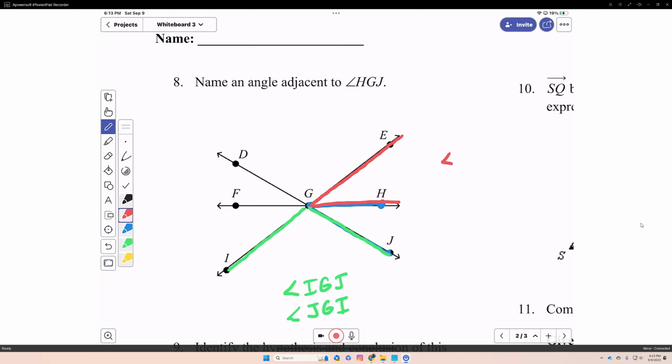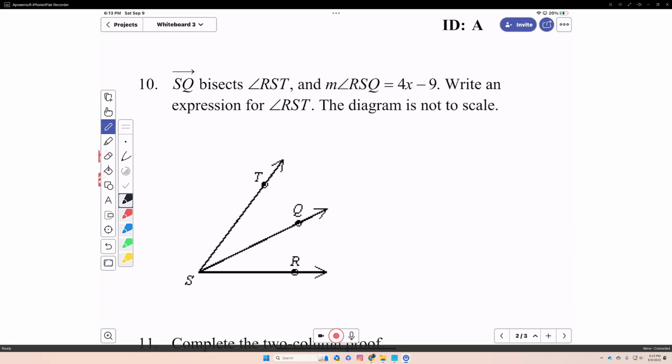So you have angle EGH. You can also name it as angle HGE, and they're adjacent because they share a common ray or common side. So that's what you call adjacent angles.